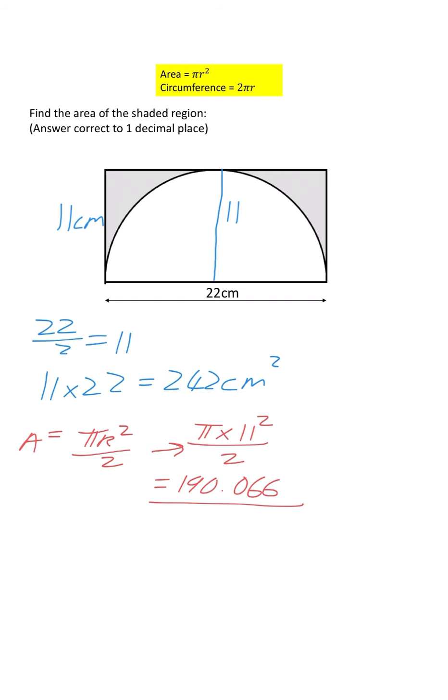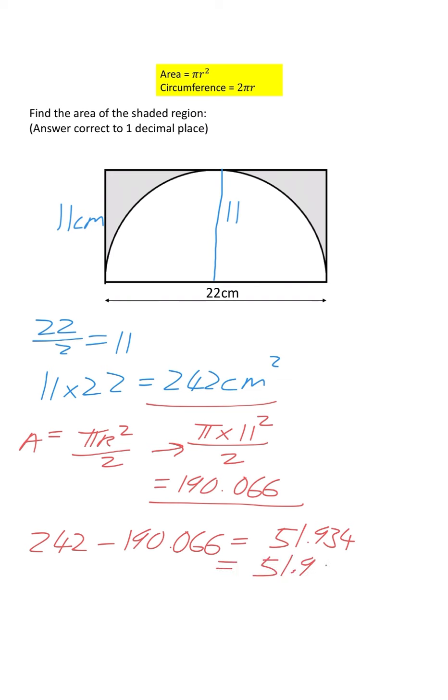190.066. So then it's just the shaded region I want to find, so I'm going to subtract the area of the semicircle away from the area of the rectangle. So 242 minus 190.066. And this is going to equal 51.934. And to one decimal place, it'll be 51.9 centimeters squared. And that's it.